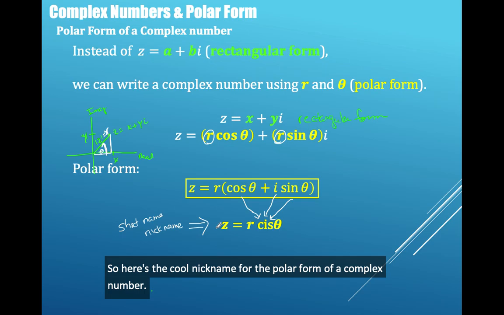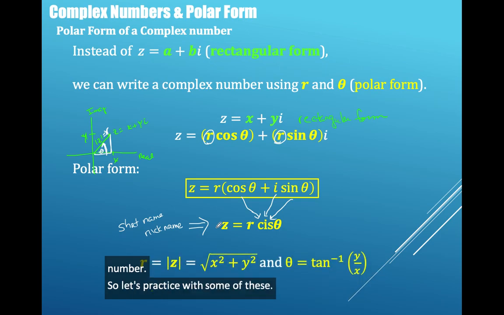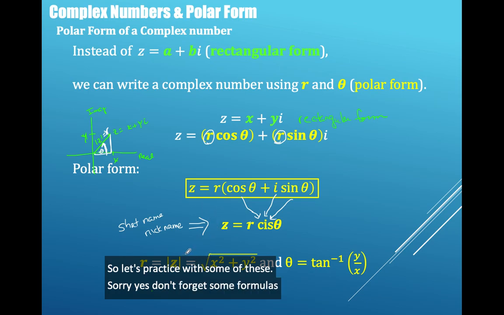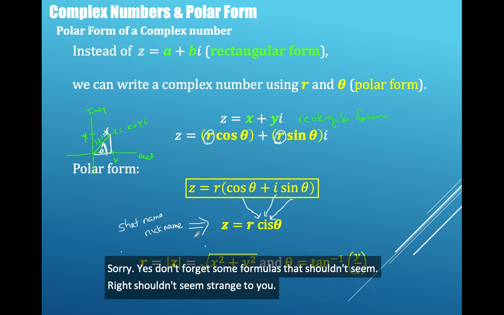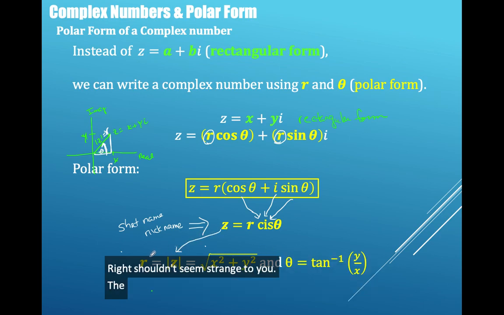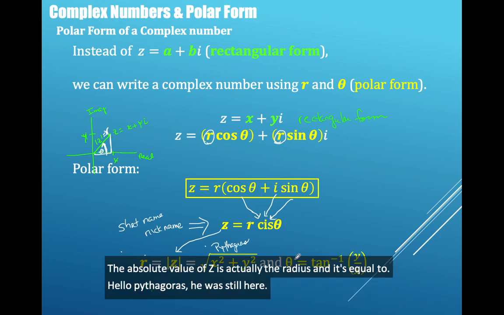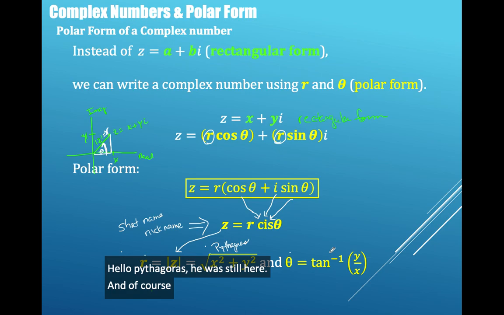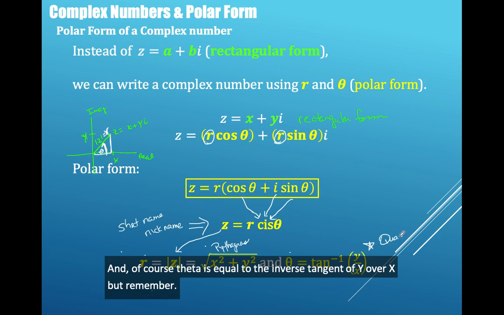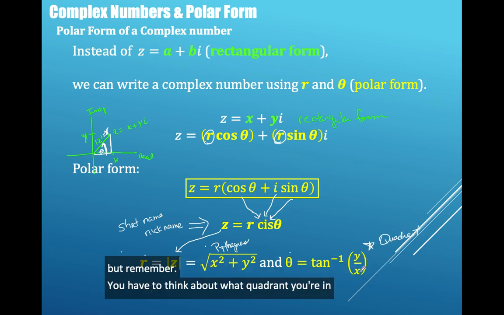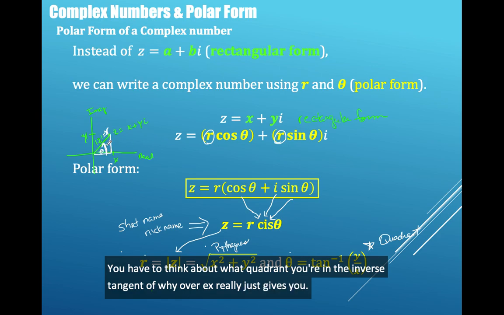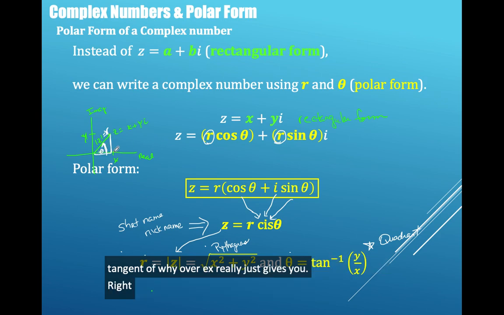So let's practice with some of these. Oh, sorry, don't forget some formulas that shouldn't seem strange to you. The absolute value of z is actually the radius, and it's equal to, hello, Pythagoras, he was still here. And of course, theta is equal to the inverse tangent of y over x, but remember, you have to think about what quadrant you're in. The inverse tangent of y over x really just gives you the theta that's inside this triangle.